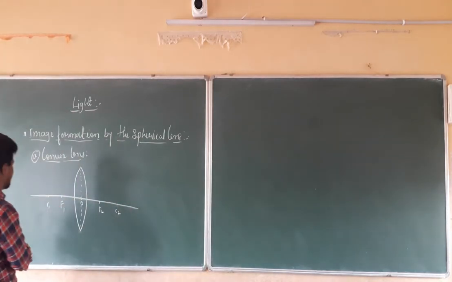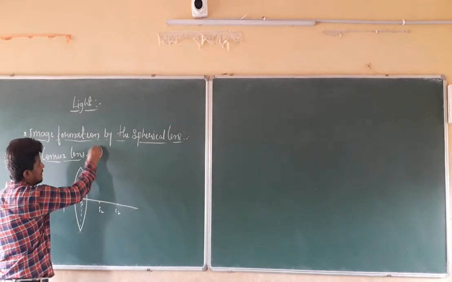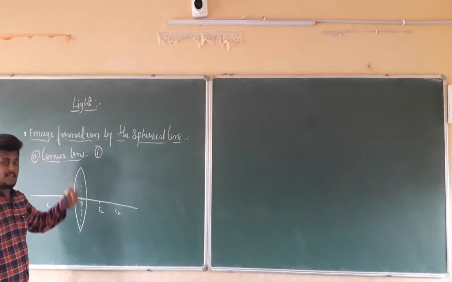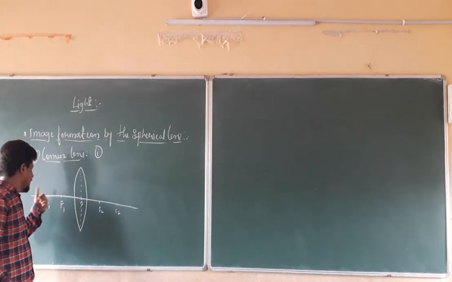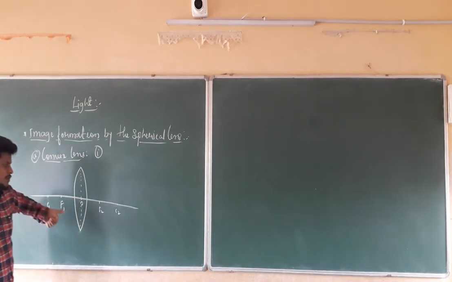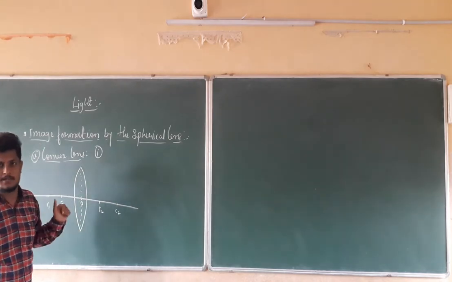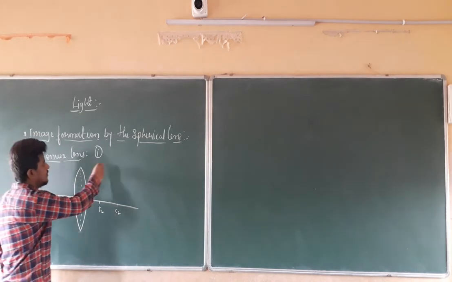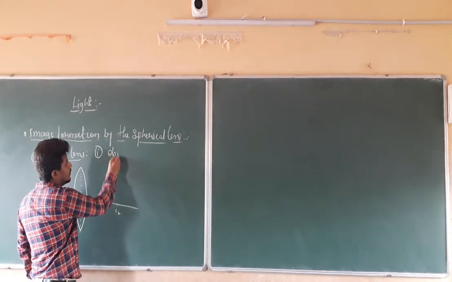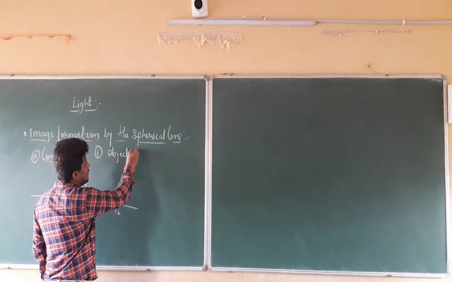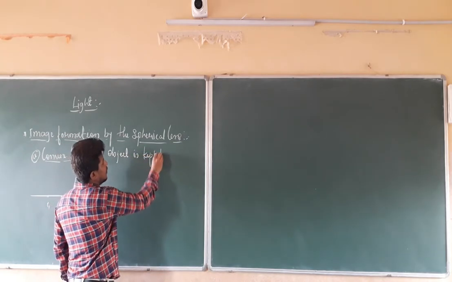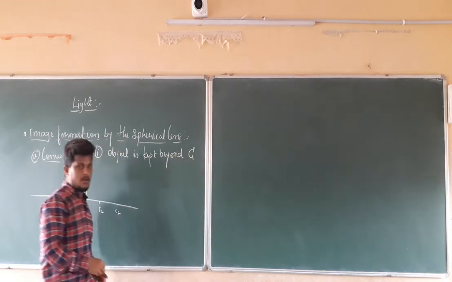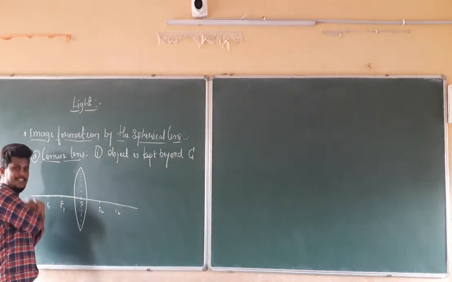So in the first case, always remember the nature of the image and the nature of these ray diagrams. When you keep the object beyond C, what will happen to the nature of the image? You should remember all those things. So in the first case, the object is kept beyond C. We are going to keep this object beyond C.